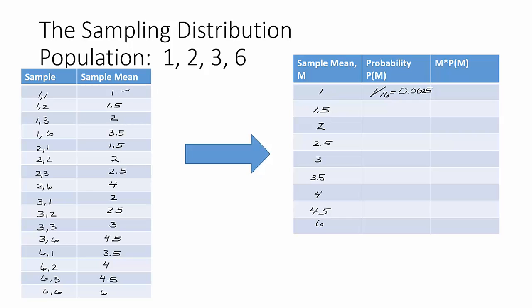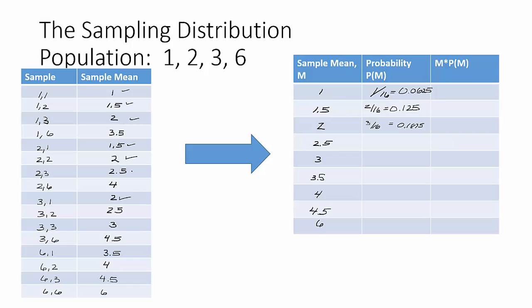Next, I need to find how many times 1.5 occurs as the mean. So we already used this one. There's a 1.5. Here's a 1.5. So 2 out of the 16 times. As a decimal, that's 0.125. Next, we have 2, and I see that 1, 2, 3 different times. So 3 out of 16, which is the decimal 0.1875.